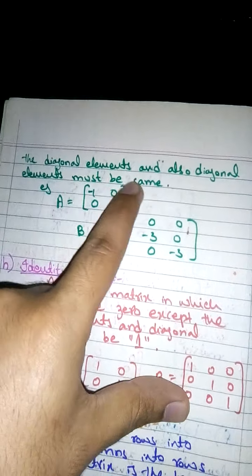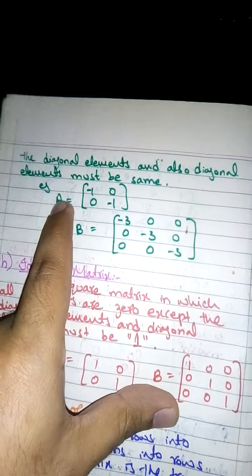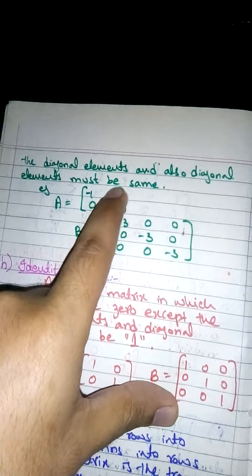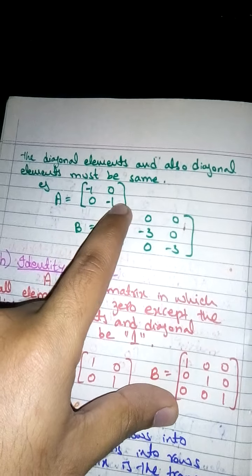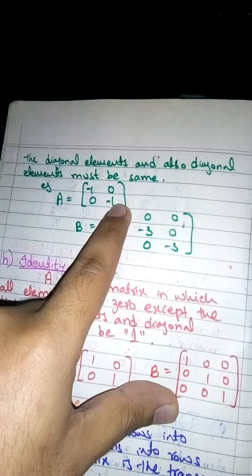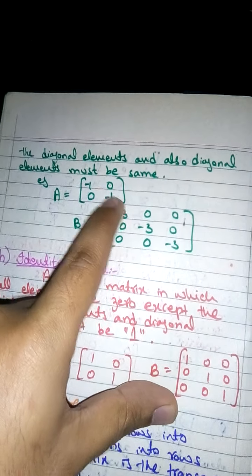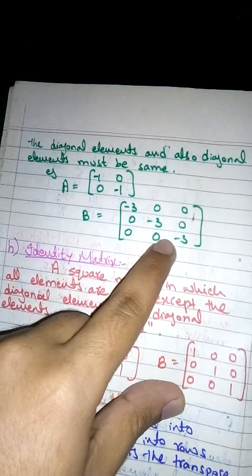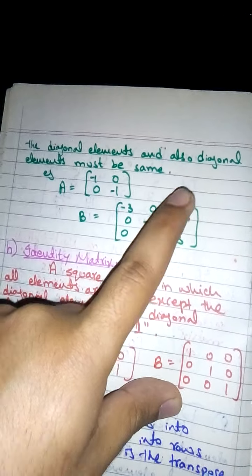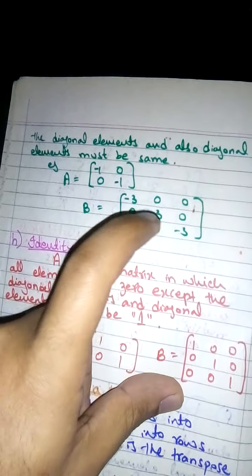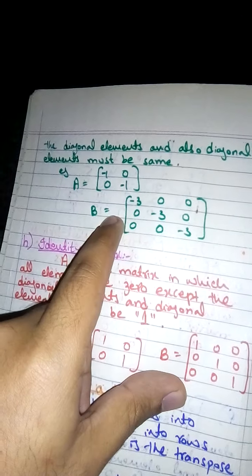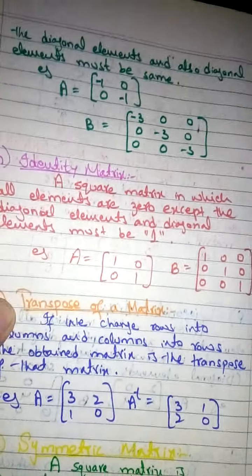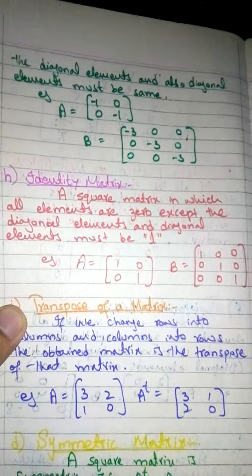If you look at the first example, matrix A, the off-diagonal entries are 0 and the diagonal elements are -1, -1, -1. They are the same, so it is a scalar matrix. If you look at this second matrix, the diagonal entries are the same and the off-diagonals are 0, so this matrix is also a scalar matrix.